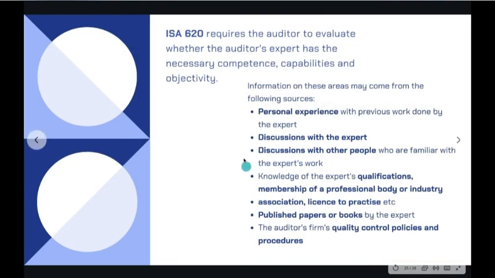And ISA 620 requires the auditor to evaluate whether the auditor's expert has the necessary competence, capabilities, and objectivity. Information on these areas may come from the following sources: personal experience, discussions with experts, discussions with other people, qualifications, membership of a professional body or industry association, license to practice, published papers or books, quality control policies and procedures.